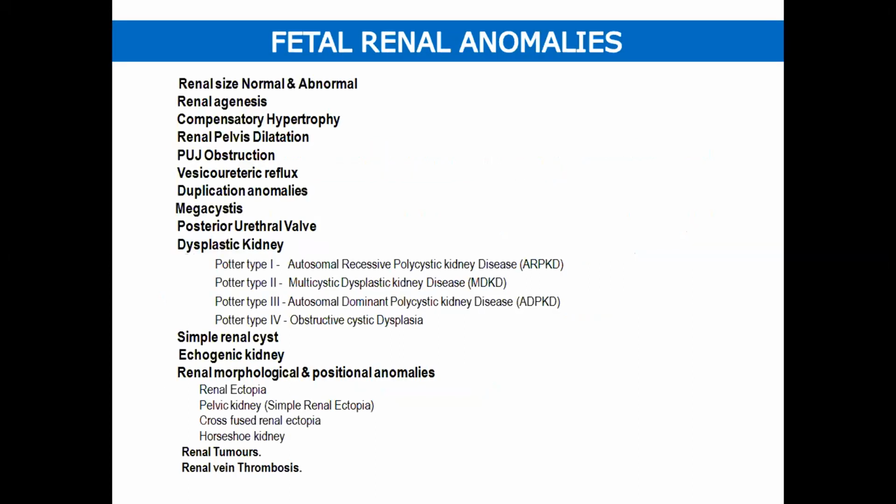There is a huge list of fetal renal anomalies: renal size, renal agenesis, compensatory hypertrophy, renal pelvic dilatation, PUJ obstruction, vesico-ureteric reflux, duplication anomalies, megacystis and posterior urethral valves, dysplastic kidneys, simple renal cysts, echogenic kidneys, renal morphological and positional anomalies, renal tumors, and renal vein thrombosis. I will try to cover them very quickly.